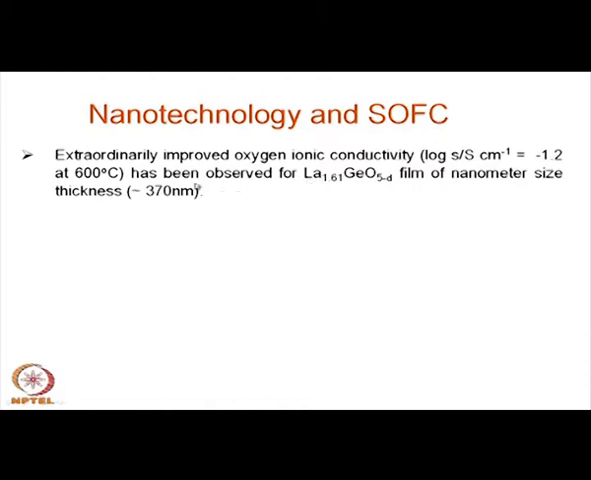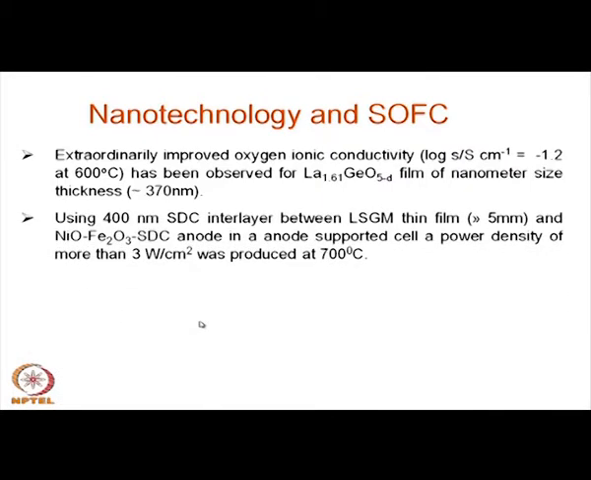Since the thickness is smaller, about 370 nanometers, one can get a much enhanced conductivity. So, that is one advantage you get if you just take the concept of nanometers.